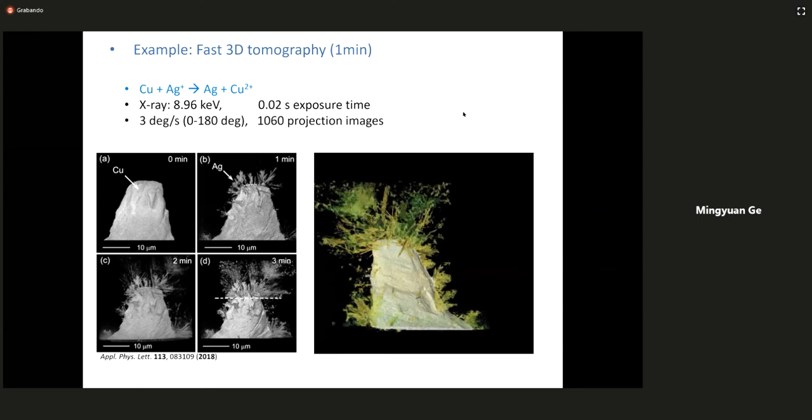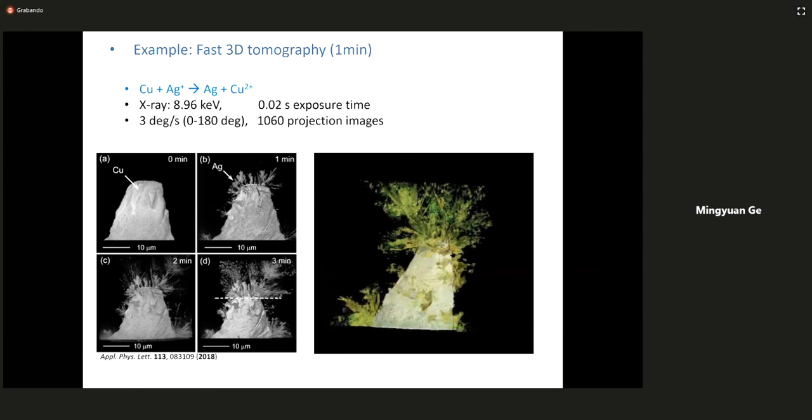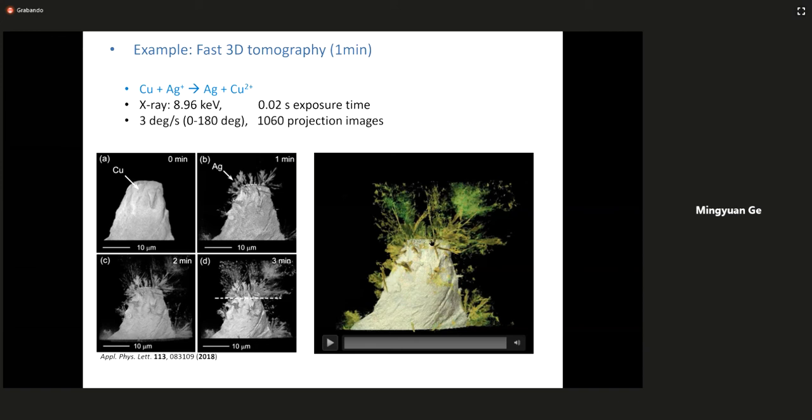Very interesting, we can see that at the tip of the copper, there's more growth of silver than at the side, because at the tip, because of the large curvature, there's a redistribution of the reaction, the electric field, the internal field, that gives the preferential growth of the silver on top of the copper.